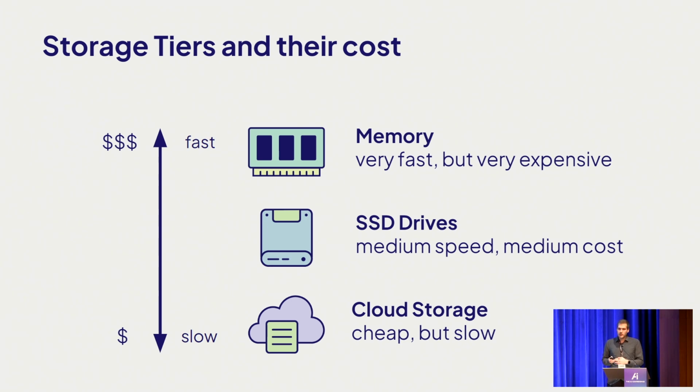But let's say for the sake of argument, at that size, memory is the fastest. And then cloud storage is super cheap, but it's also kind of slow and low throughput. And you have SSD drives that are somewhere in the middle. So it could either be local SSD drives, local to the machine, or it could be network attached storage.